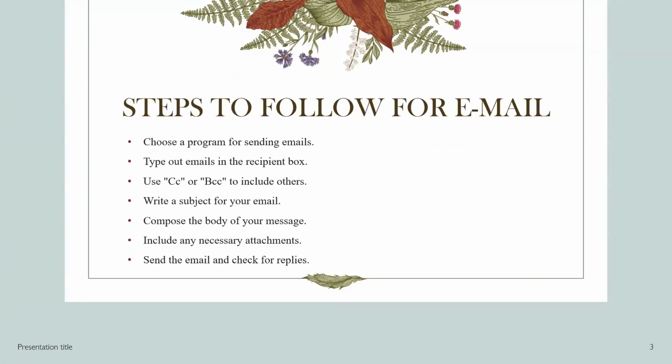And the next is the steps that you have to follow while composing an email. You have to choose a program for sending emails, and type out the email in the recipient box. There are two options you have in mailing: one is CC and the other is BCC. Just select what type of email you have to compose and write the subject of your email. Compose the body of your message. Include any other necessary attachments like photos, videos, PPTs, and PDFs. There are so many attachments available. And send the email and check for replies. Before sending your email, just proofread it.